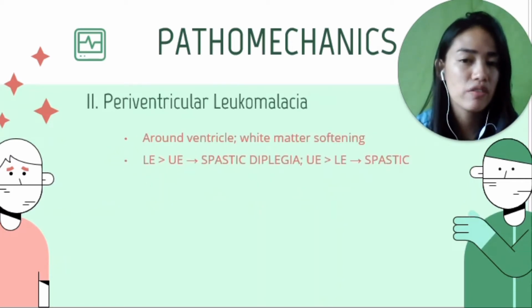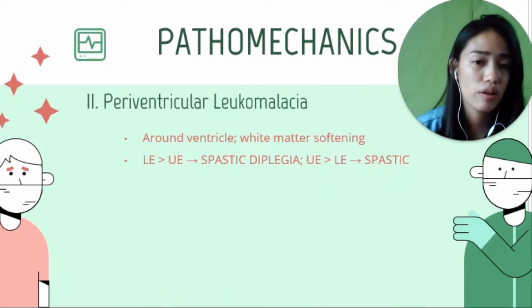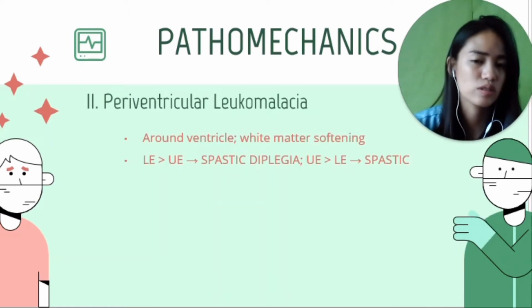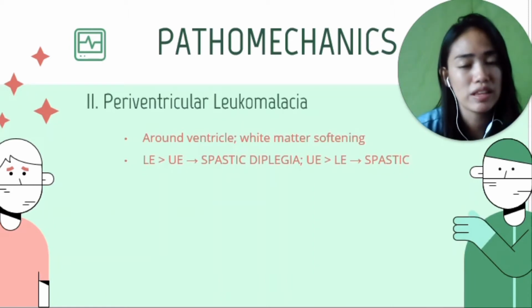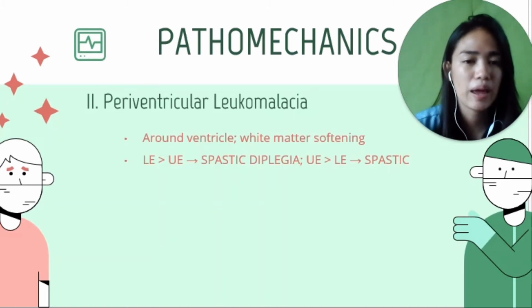Number 2, we have periventricular leukomalacia. So this is around the ventricle where the white matter is softening. So for here we have lower extremities still more affected rather than upper extremities for spastic diplegia.